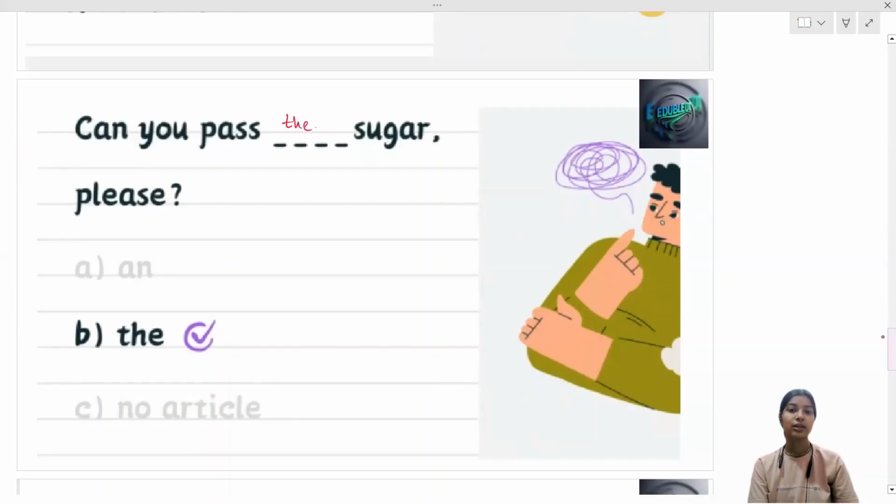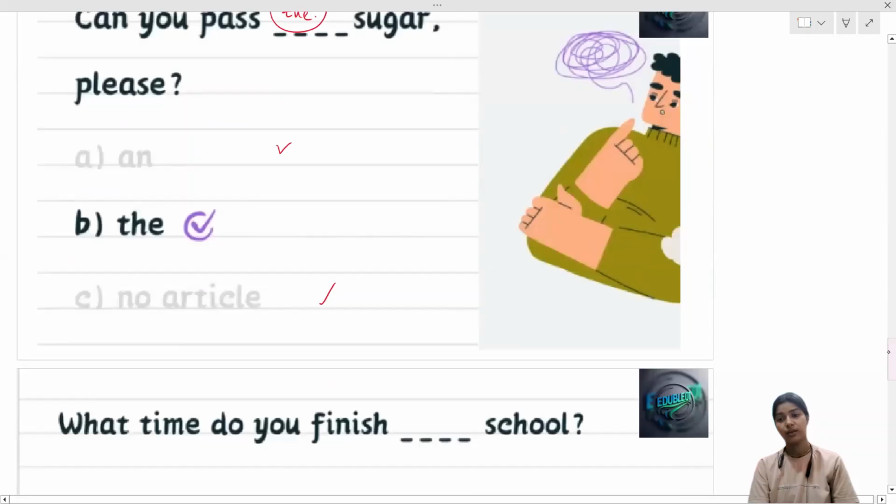Can you pass the sugar, please? So we already know about the thing. Can you pass the sugar? That is why we are using the and not an or no article. We are using the there.